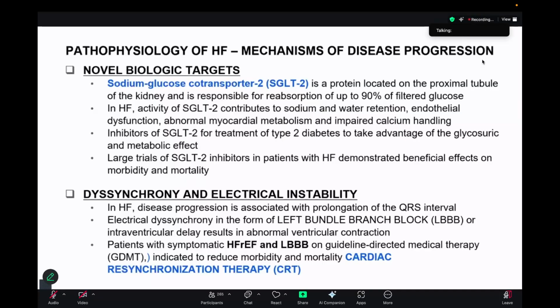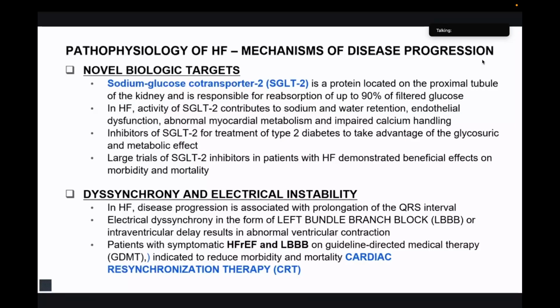Another mechanism that results in disease progression in heart failure is desynchrony and electrical instability. In heart failure, disease progression is associated with prolongation of the QRS interval. Electrical desynchrony in the form of left bundle branch block or intraventricular delay results in abnormal ventricular contraction. For patients with symptomatic HFrEF and a left bundle branch block pattern who are on guideline-directed medical therapy, it is indicated to do CRT in order to reduce morbidity and mortality.